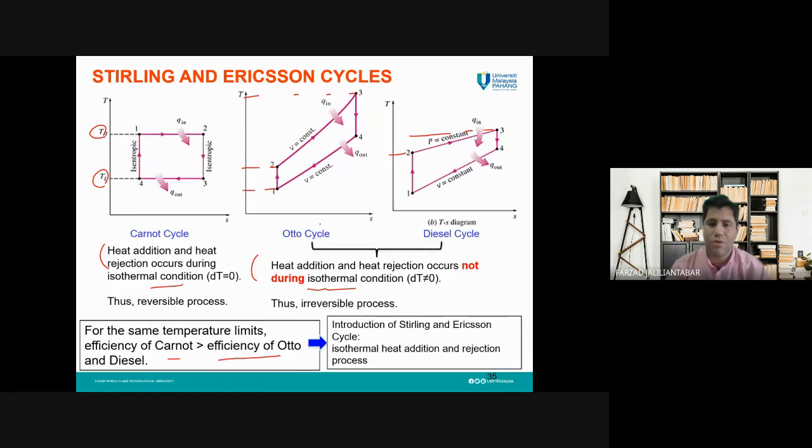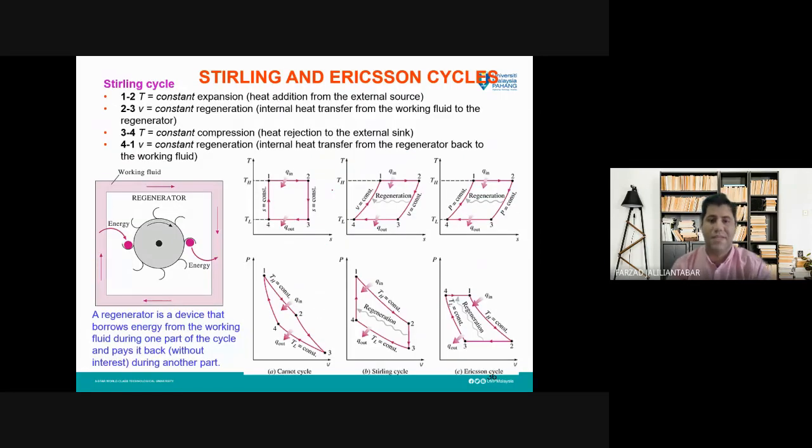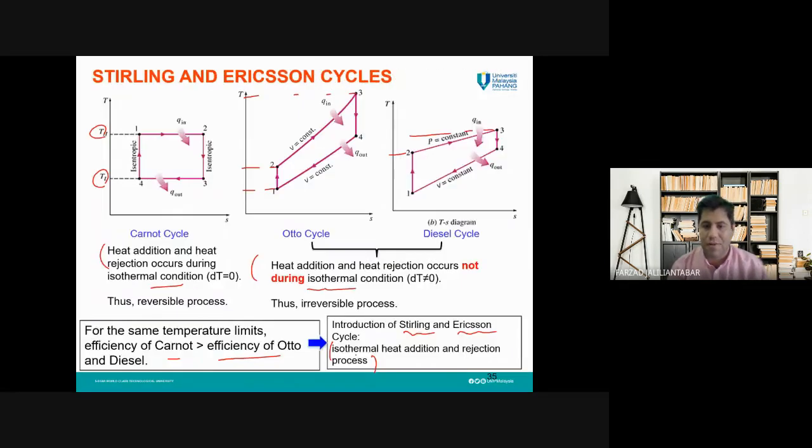Now, to have another cycle with better efficiency, these two cycles, the Stirling and Ericsson cycles, are introduced. The main important characteristic of these two types of cycle is that they have isothermal heat addition and heat rejection processes.